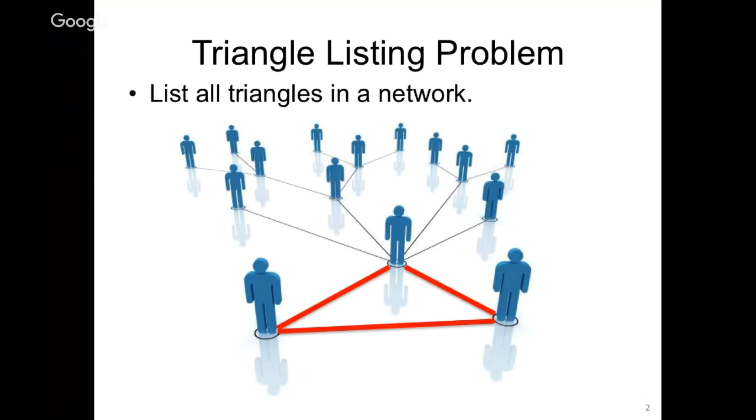So the problem that we address in this paper is the triangle listing problem, where you're given an undirected graph, which you can think of as a social network, and you'd like to enumerate all the triangles, all the cycles of length 3 in this graph. For whatever reason, perhaps you study social networks and are interested in these triads of friendship, which indicate small communities of very close friends, and you want to find all these communities of friends.